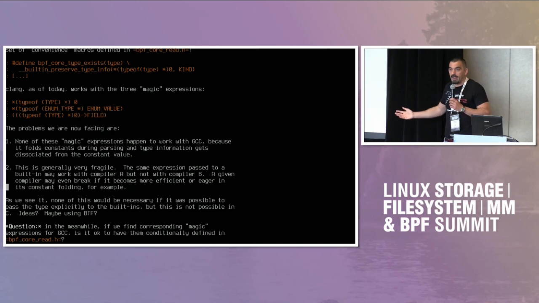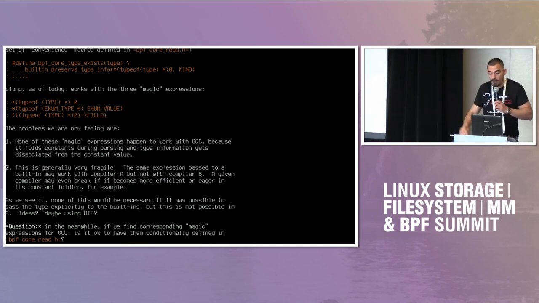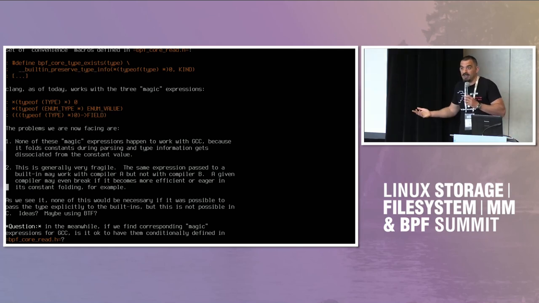What would be the proper way? It seems to us, we may be wrong, that the whole difficulty here is that what you want to pass to the built-in is the type. Well, also the expression, but you could pass the type as an extra argument. But you cannot do that in C, because in C you cannot pass types as arguments. So what to do?